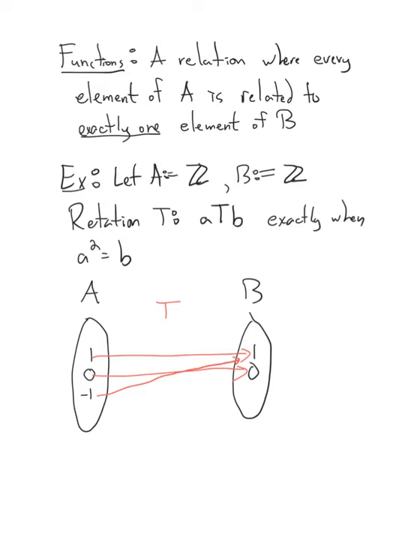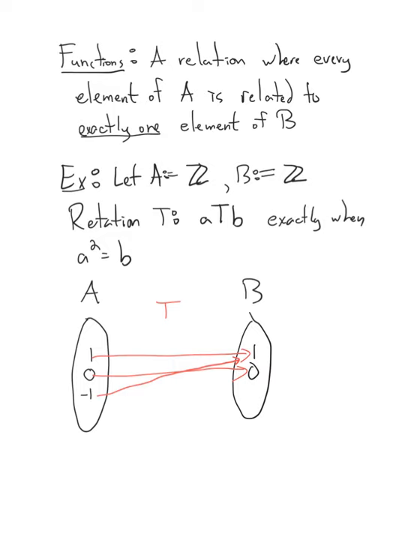Notice that both 1 and negative 1 are related to 1, but in terms of the definition of a function, we don't care what's going on this side. There's special types of functions that we won't get into where you do care about what's going on this side, but for our purposes, we don't. But you can see every element in the integers has a square.